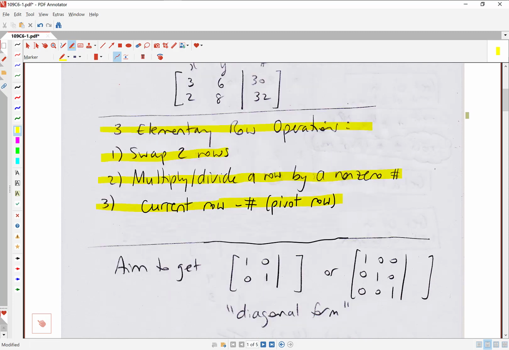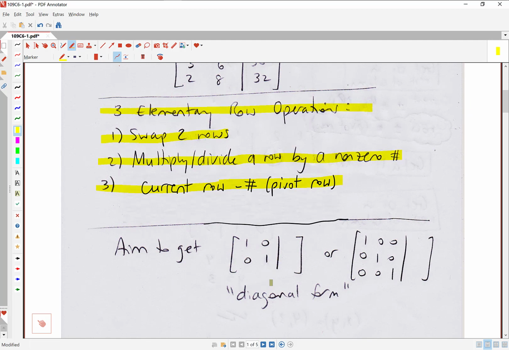The goal with doing these 3 types of operations is we're aiming to get a matrix that's in diagonal form. If we're talking about a matrix with 2 rows and 2 columns, diagonal form would look like this. You'd have 1s along the main diagonal from the top left to the bottom right, and 0s everywhere else. Or if we were talking about a matrix with 3 rows and 3 columns, again, we would see the 1s along this main diagonal from the top left to the bottom right, and 0s everywhere else. The reason you're trying to get this diagonal form is because once you get your matrix into this form, it's easy to read off the solution. So the diagonal form is what we're aiming for with these row operations.